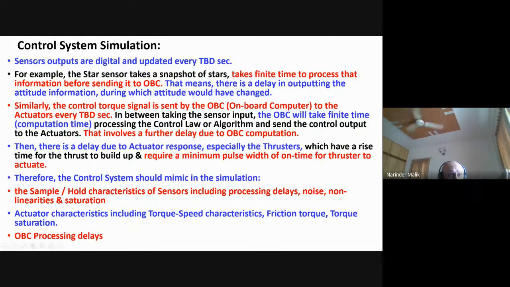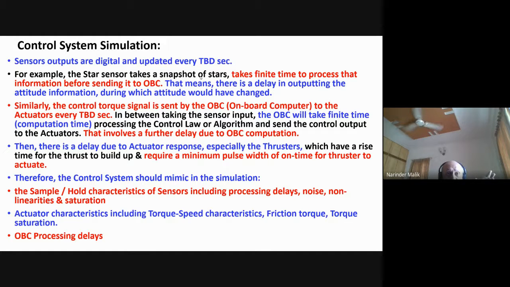The other thing is sensor outputs are digital and updated every TBD seconds. For example, the star sensor takes a snapshot of stars, takes finite time to process that information before sending it to the onboard computer. Means it takes a snapshot. It has to compare with the catalog, find out which stars are, identify the stars, and with respect to those stars, find out what is the deviation, compute the attitude error, and send it to this thing.